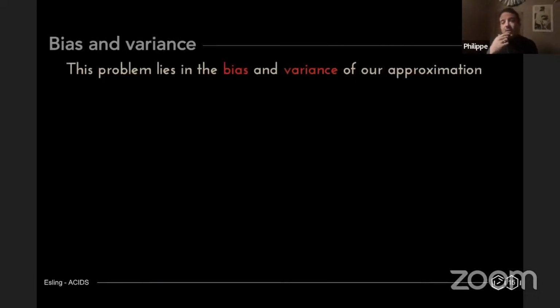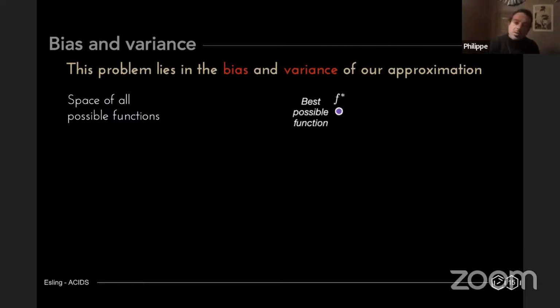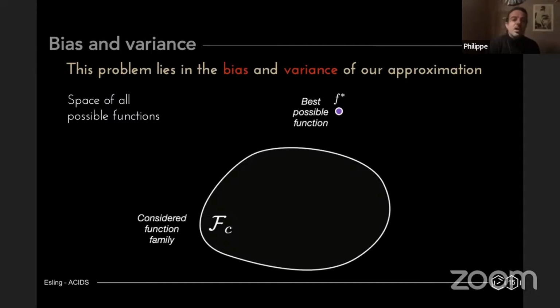And this problem lies in what's called the bias and the variance of our approximation, right? Because we have a space, let's say this slide is now the space of all our possible functions. So we are looking for this best possible function. And the problem is we don't know what this function f star is. So we need to consider something which might be close. The problem is we don't have access to f star. So there is already a bias. Even if we find the best function in our considered function family, we're still going to have incompressible error from the difference between the real function and what we selected as an approximator.